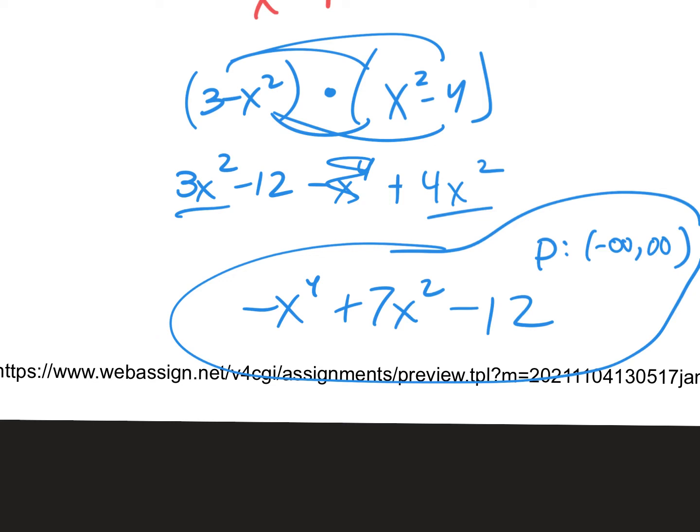Yes, ma'am. Our domain restrictions are: 1, if there's a variable in a denominator, you have to set the denominator not equal to 0. If you have a variable underneath a square root, you have to set the square root expression greater than or equal to 0. Or if you have a variable in a denominator underneath a square root, then you have to set that expression greater than 0.